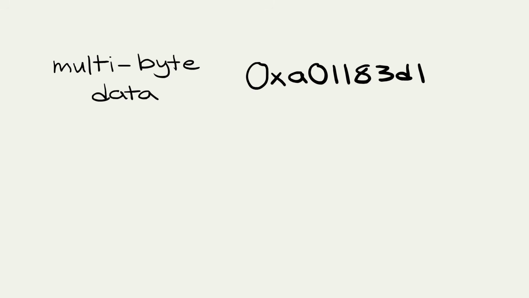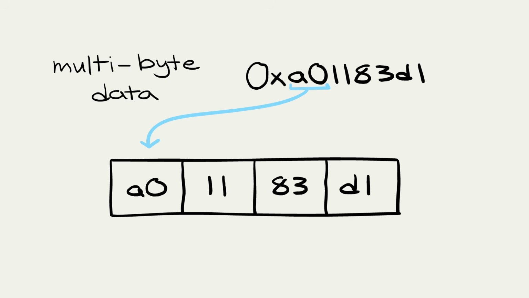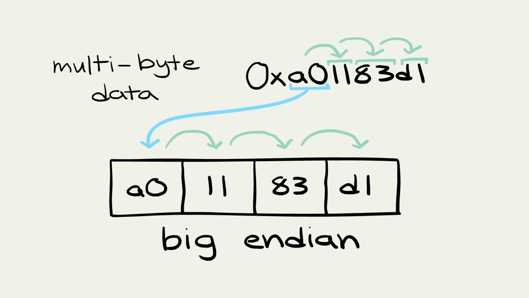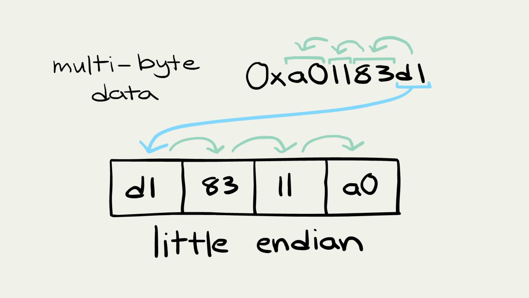In computing, we have a similar decision to make. Given a multi-byte piece of data, like a number, how should we represent it in memory? Should we put the most significant byte first, which would be big endian, or should we put the least significant byte first, which would be little endian?